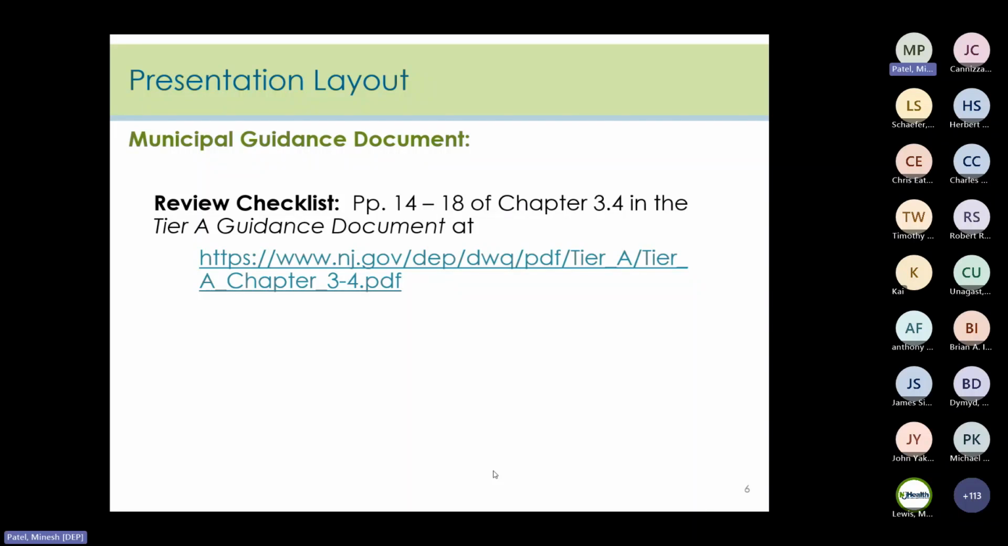The information required in the stormwater report is specified in the stormwater control ordinance, and checklists are available to help with this review. The reviewer must make sure that any information found missing from the report must be added before approval of the project. The checklist found at this link in the Tier A guidance document can help with your review of the report and help to organize your observations and comments.